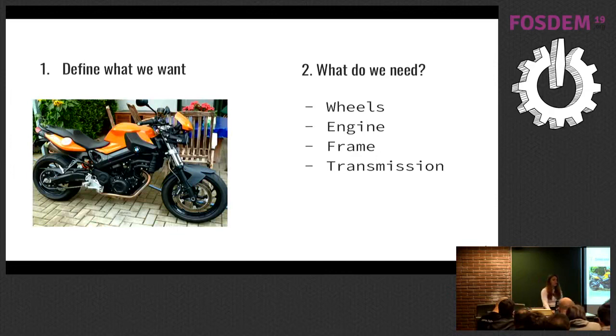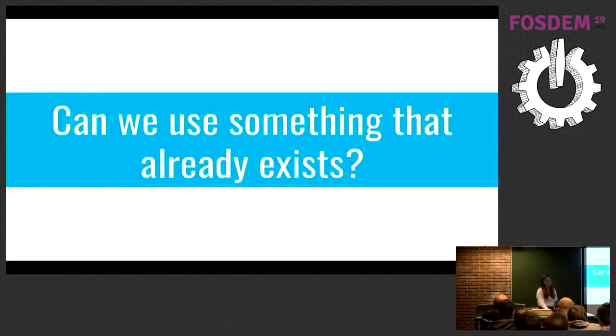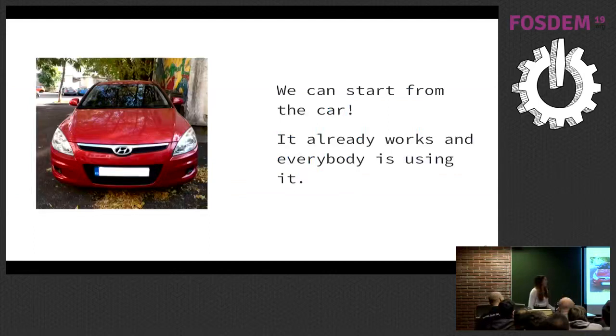But then we soon realize that this is actually going to take a lot of time. So can we use something that already exists? And the answer is yes, because I wouldn't have asked the question otherwise. So we can use a car. Everybody is using the car. We know that the car is great. People have used it in other projects as well. So it must be perfect for our use case.